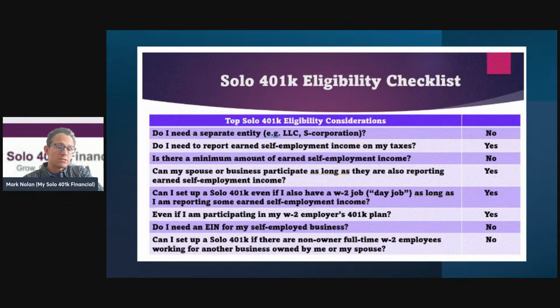And then in turn, you're going to report that self-employment activity on your business tax return, whether it's a Schedule C for a sole proprietorship, a Schedule F for a farming business. For an S corporation, it would be Form 1120S. C corporation, Form 1120. Partnership would be Form 1065.